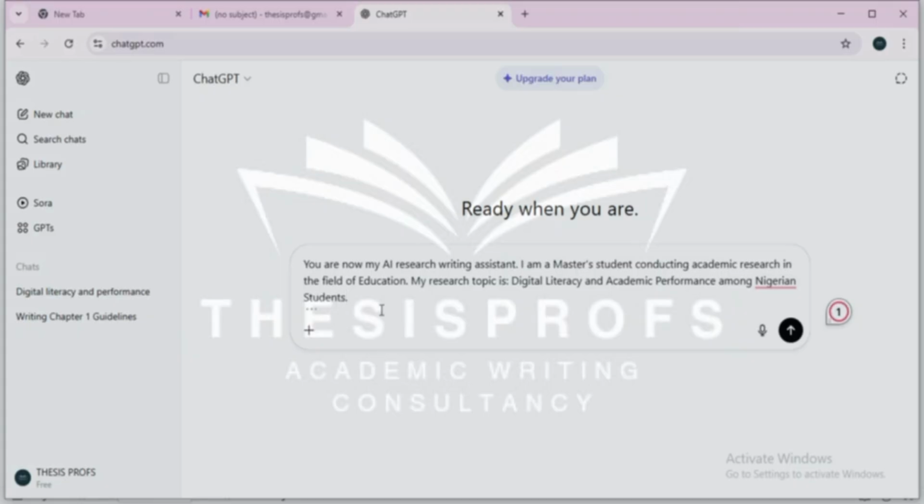So read with me. You are now my AI research assistant, writing assistant. I am a master's student conducting academic research in the field of education. My research topic is digital literacy and academic performance among Nigerian students. Are you there? So I'm not done yet.